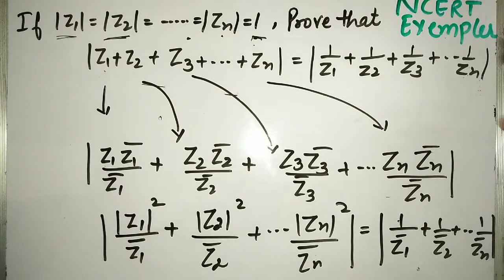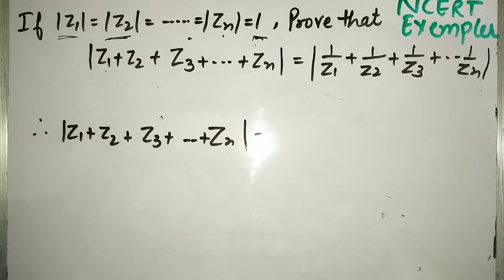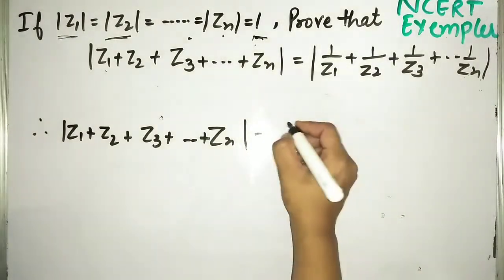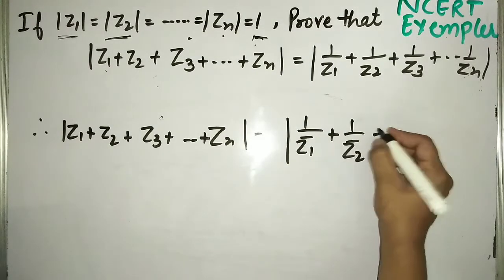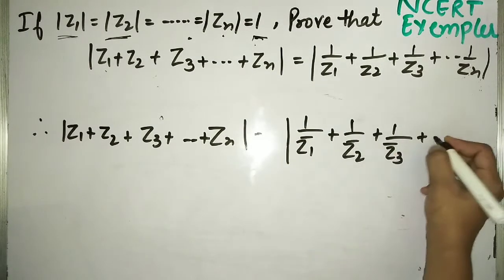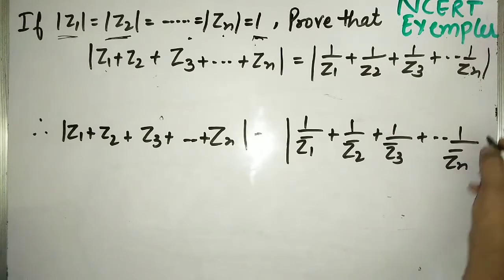You can see the right hand side is 1 upon z1 and we are getting 1 upon z1 bar. We are very close. Let's remove this conjugate. But how to remove? We cannot just remove it like that, okay? We have to follow some rules to remove this conjugate. Therefore, after solving this calculation, I am getting 1 upon z1 bar, 1 upon z2 bar, 1 upon z3 bar, up to so on 1 upon zn bar.